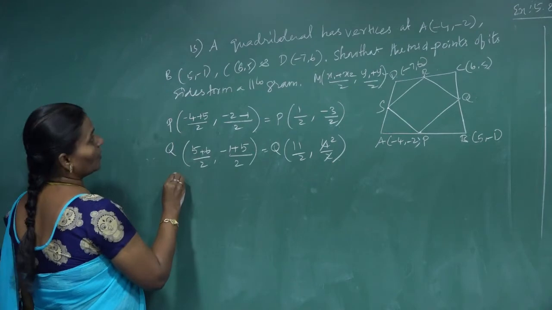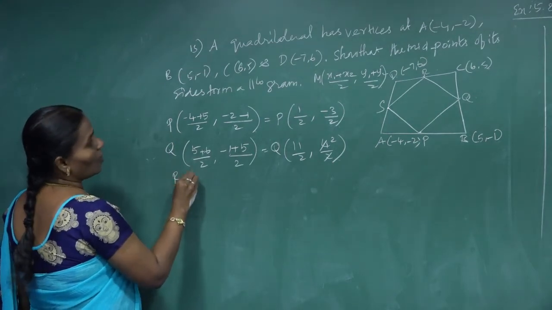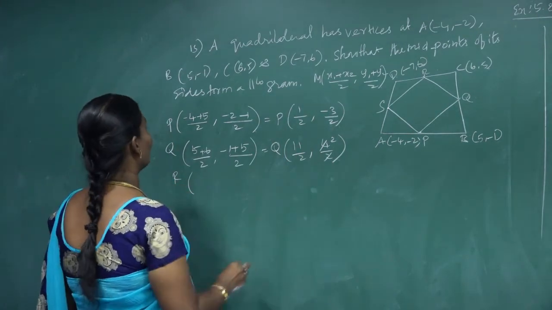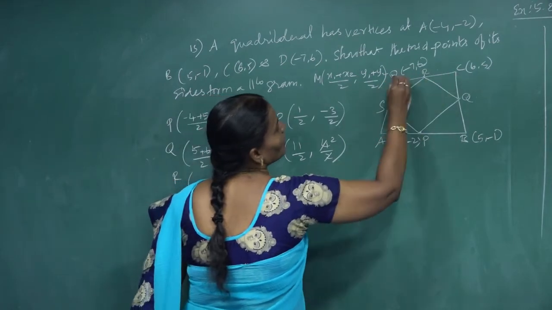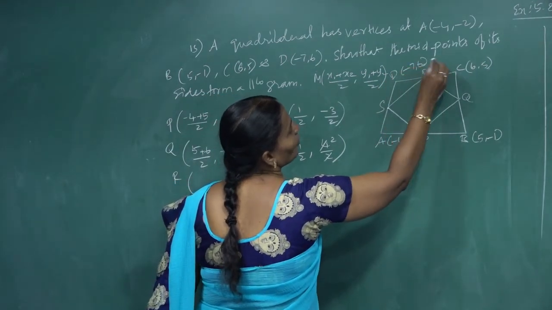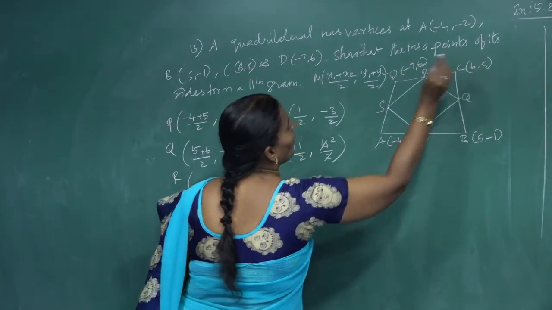Now what is the next term? R. R is the midpoint of DC. So you consider D is x1, y1, C is x2, y2.